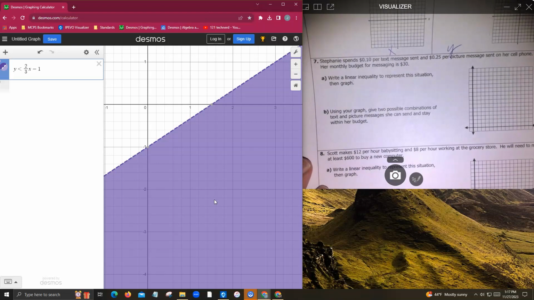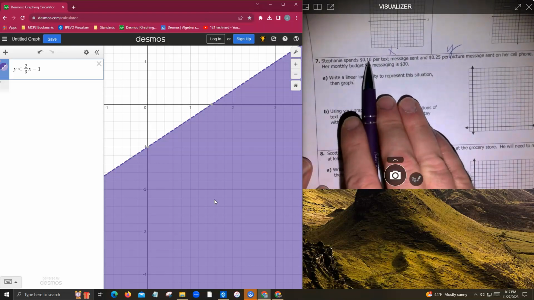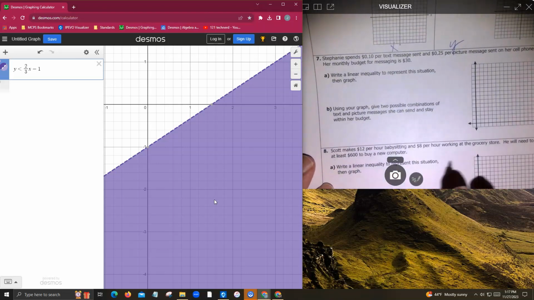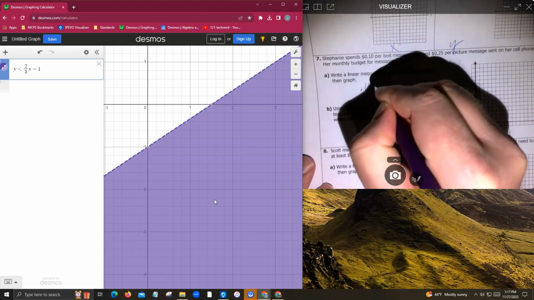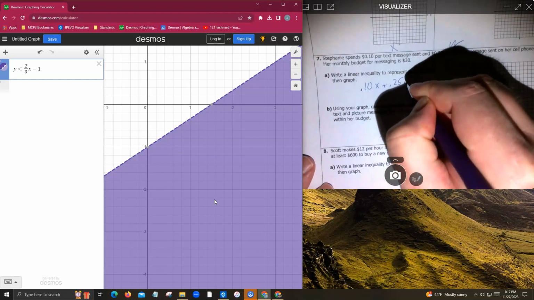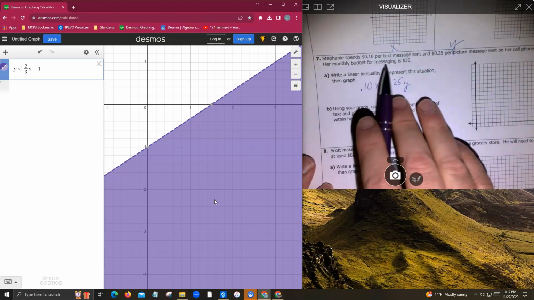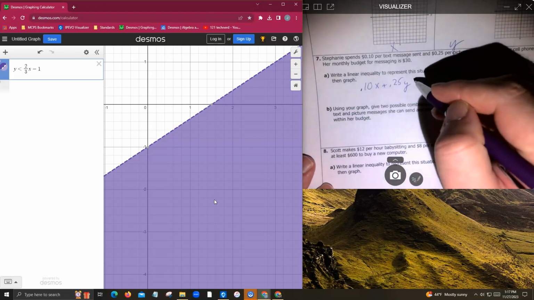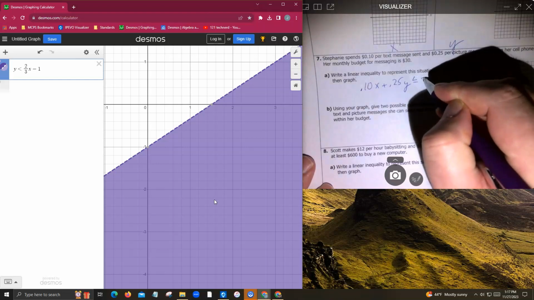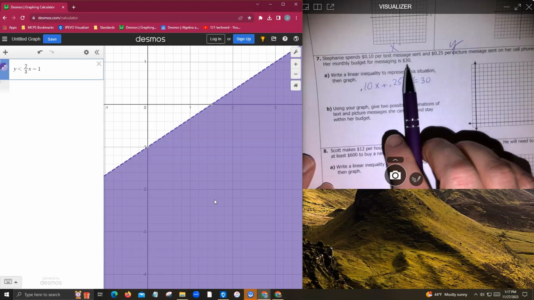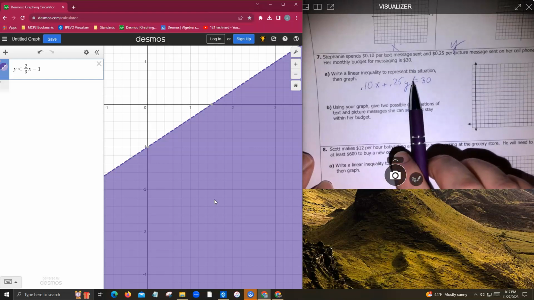All right, so notice that this is in cents. So this is $0.10, this is $0.25. We can leave all that, which is nice. So we're going to put 0.10x plus 0.25y, and her budget for messaging is $30. So she wants to stay under $30. That's her budget, means she's allowed to spend $30 or less. So that's why I have the less than or equal to 30.